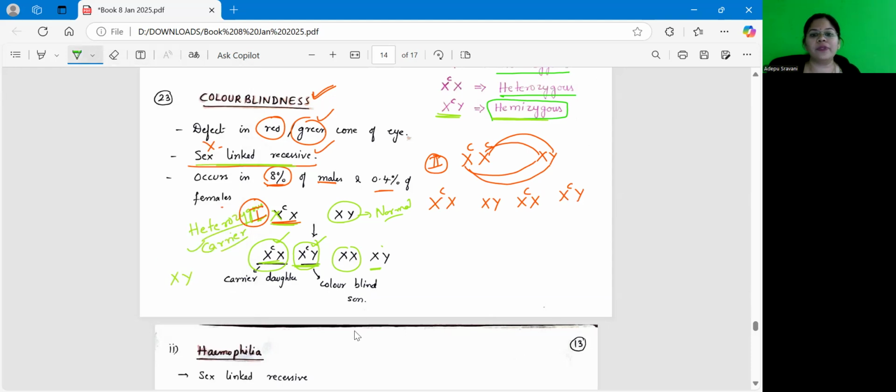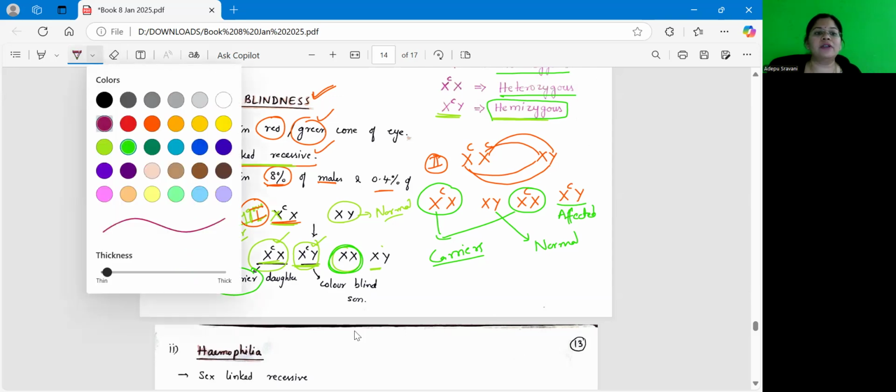So how is the progeny? Let us check now. This is female and this is female. What is happening to the females? Both of them are carriers. Coming to males, one male is normal. The other male is affected. So what is the difference between the first case and the second case? In the first case, 1 daughter was a carrier, the other daughter was normal. Whereas in this case, both the daughters are carriers. This is the difference.